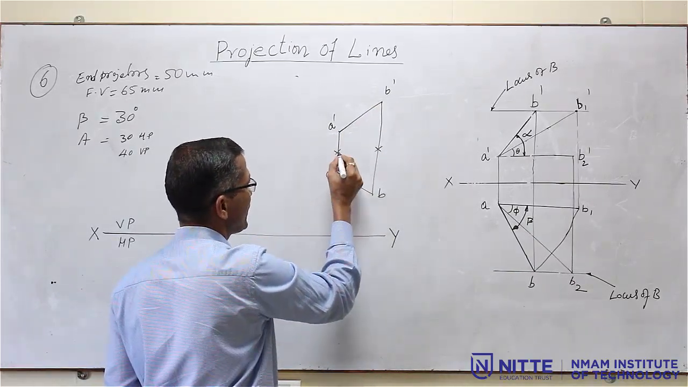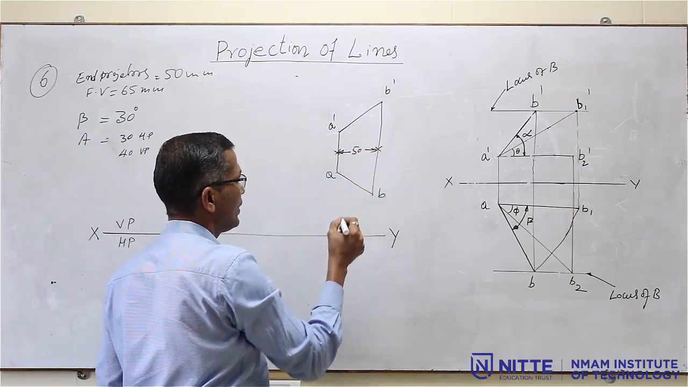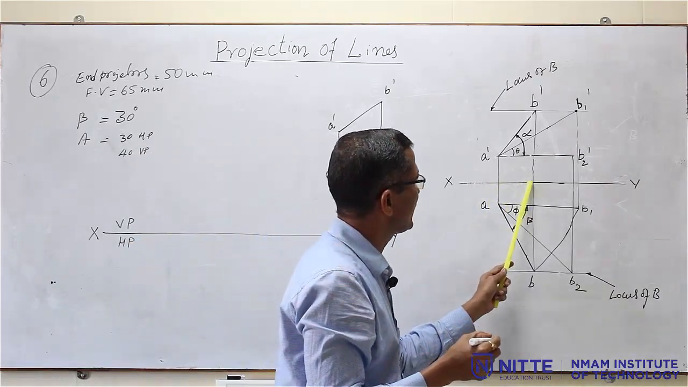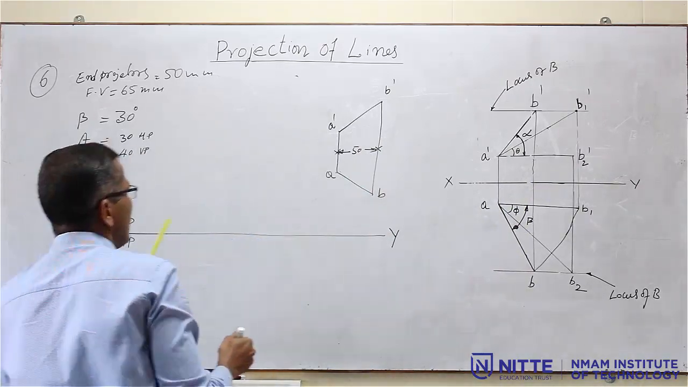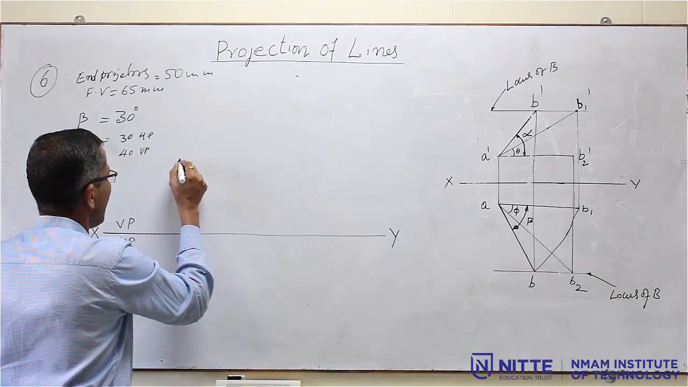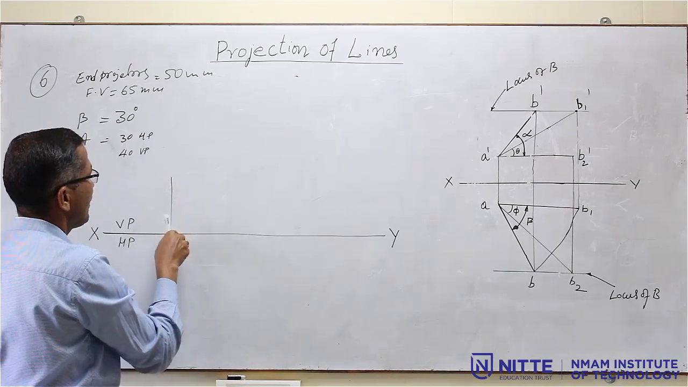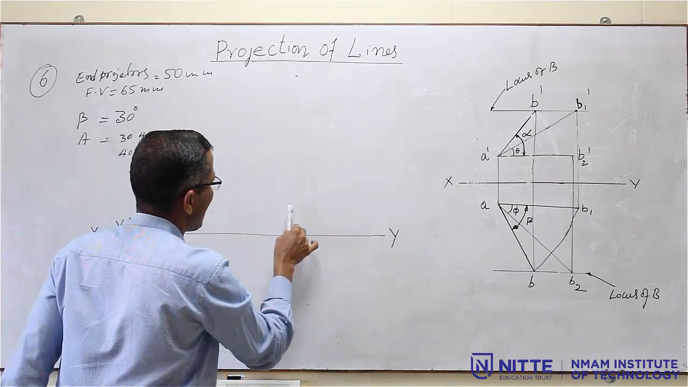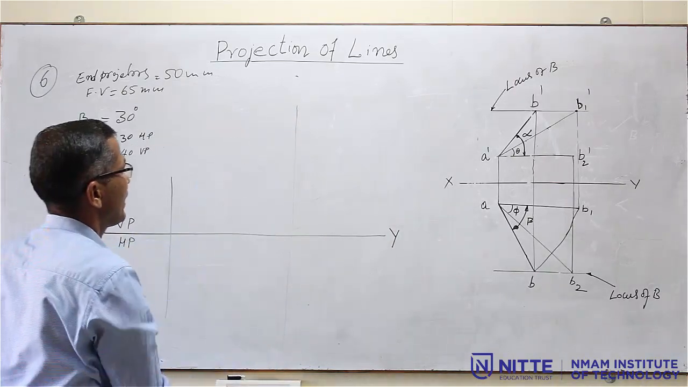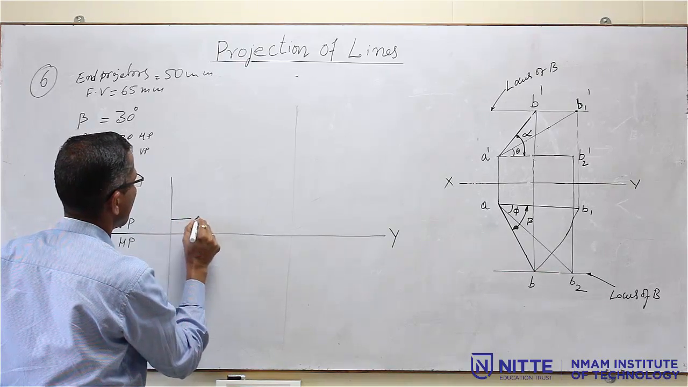Now, in this problem what they told is the distance between the end projectors is 50 mm, or the end projectors are 50 mm apart. That means this distance is 50 mm. So, what is the use of that? I can draw a light line, and from here I will measure a distance of 50 mm and draw one more light vertical line. What is the distance between these two? It is 50 mm.